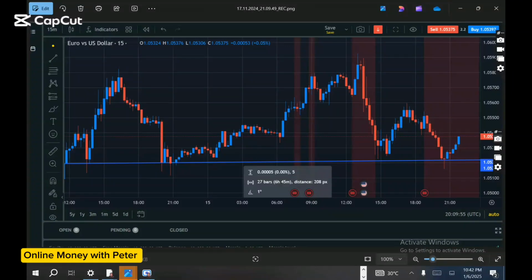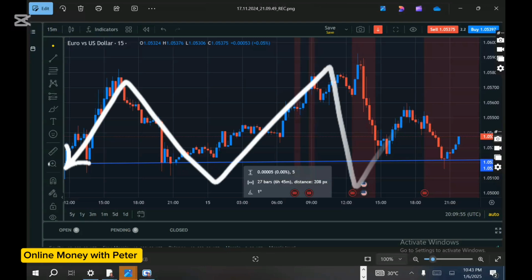Now let's take a look at this chart. Now let's take a look at the chart very well. We can see that currently this chart is in a sideways market, not trending up. But despite the fact that it's in a sideways market, it keeps going up and down in a particular range.